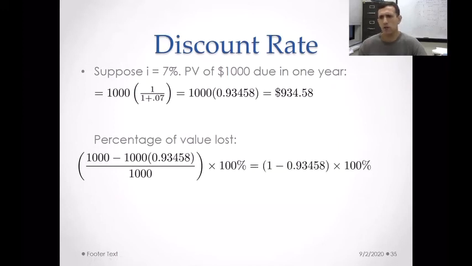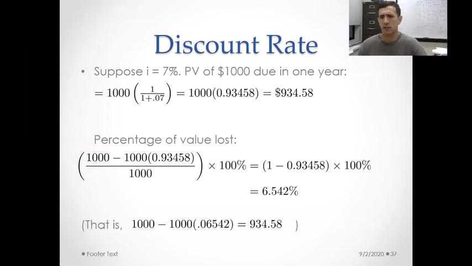All right. So really, that's 1 minus 0.9, 1 minus your present value factor times 100. You just cancel out the thousands. 1,000 here, here, and here. Right? And there's a reason why I'm writing it like this, 1 minus your present value factor. And that gives me 6.542%. Okay? And the meaning is, well, it's exactly the percentage that you lost in 1 year.